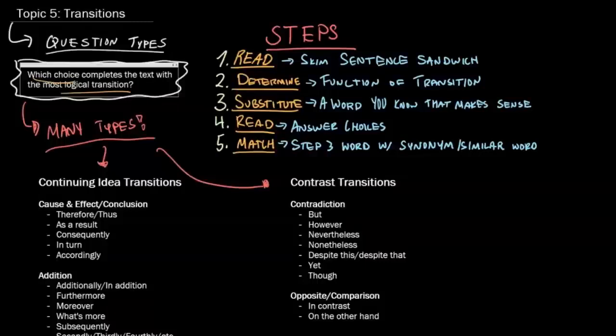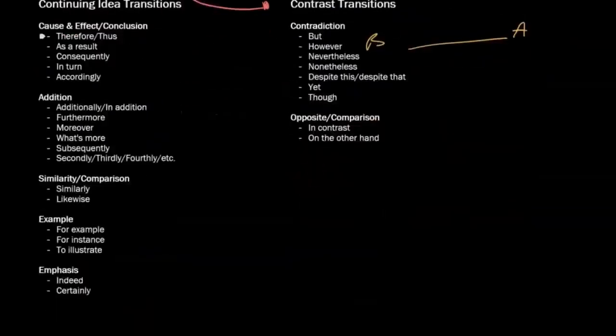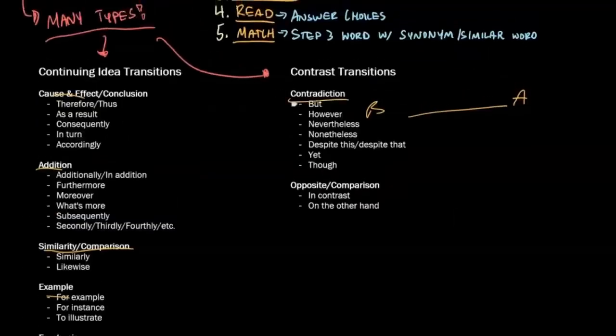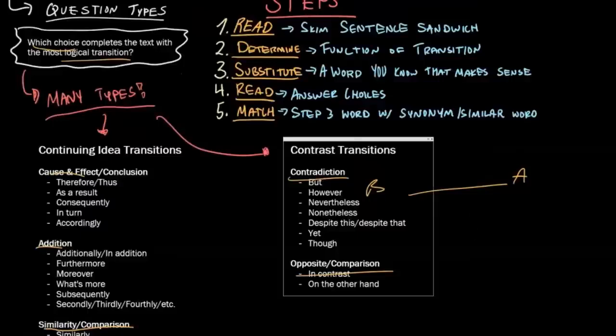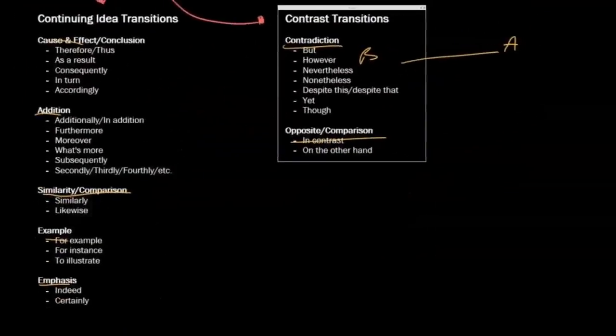So first thing you want to do is skim what we call a sentence sandwich, and that means you have the sentence that you're focusing on with a blank, you have the sentence before, and you have the sentence after. Then you're going to determine what the function of that transition is. What is it trying to do? Is it trying to show cause and effect? Is it trying to show like a list? Is it trying to show similarities, examples, emphases, contradictions, or opposites? You have to figure out which one of these it is. And you do not need to memorize all of these. Just try to remember one or two, and then see if you can find synonyms for those in your answer choices when you actually get a question.